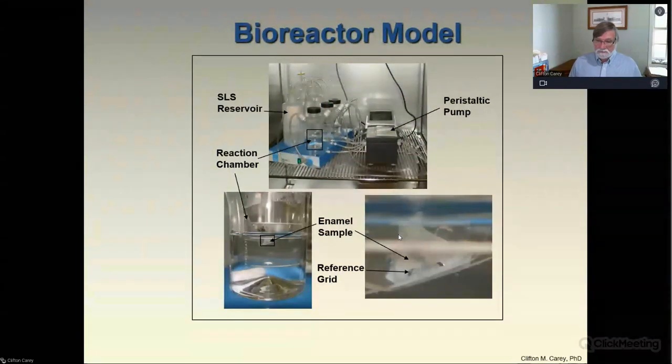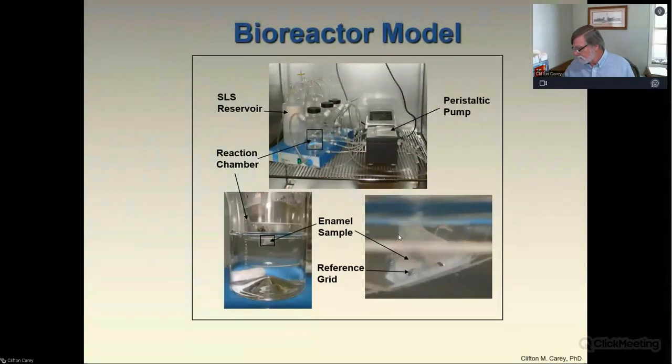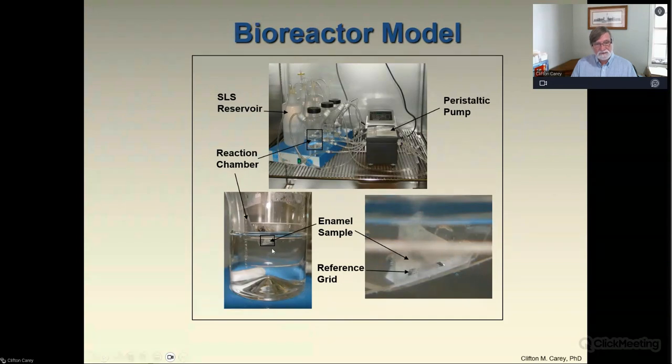So to do any research on biofilms that is relevant, you need to have some sort of a model. I refer to it as a model mouth or a model system that at least models something associated with the oral environment. And this is one system that I started out with many years ago that basically used pumps to pump saliva-like solution across the sample, and the sample was stirred in here.